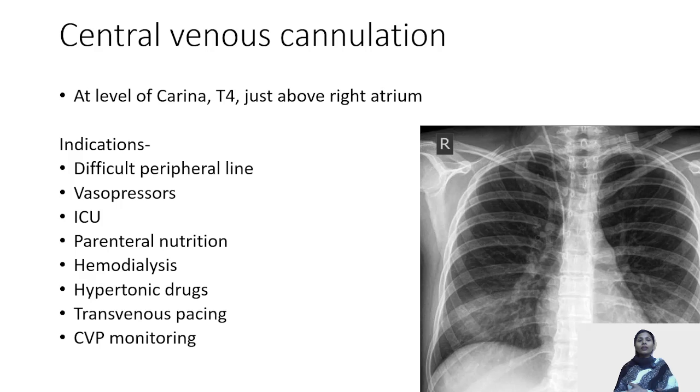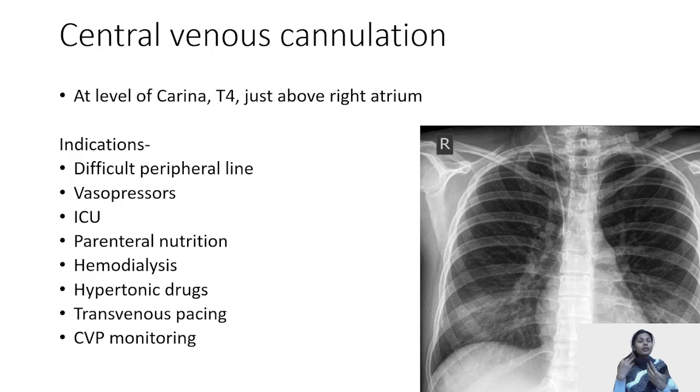Then what are the indications of a central line? You don't have a peripheral line. You have to give vasopressors. You have to start the patient on TPN. For hemodialysis, it is very important. For vasopressors, for transvenous pacing or CVP monitoring, central venous cannulation is very important. It can be done at three sites.